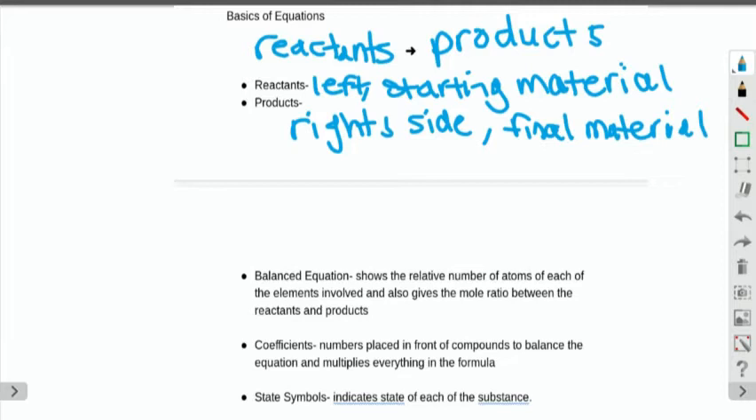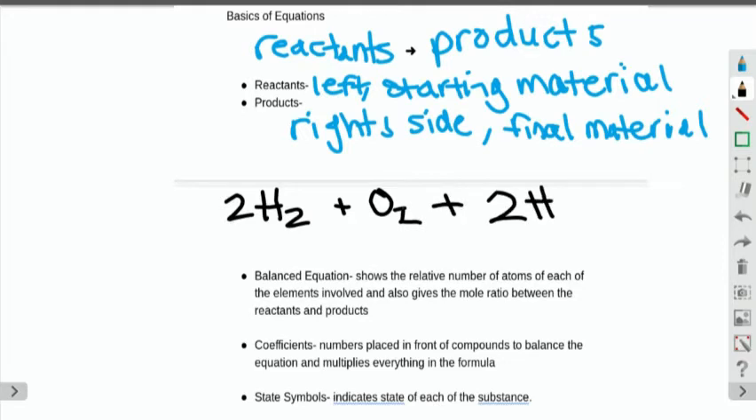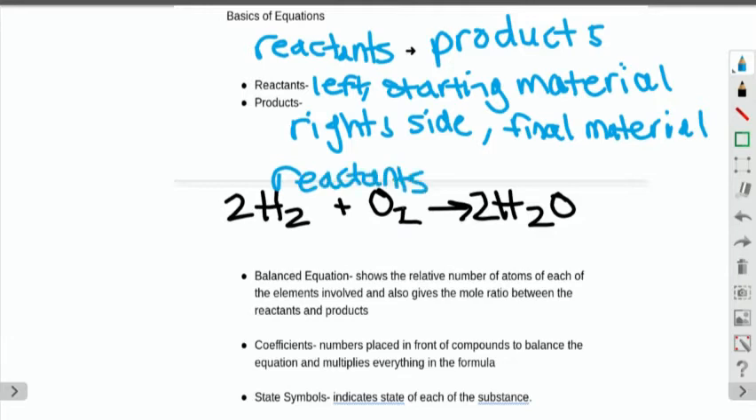An example of a reaction that is necessary for life, if we didn't have this chemical reaction, we'd have some pretty rough times, is the reaction of water. The reactants of this chemical reaction would be on the left side. It would be this H2 and this O2. The products would then just be this water.